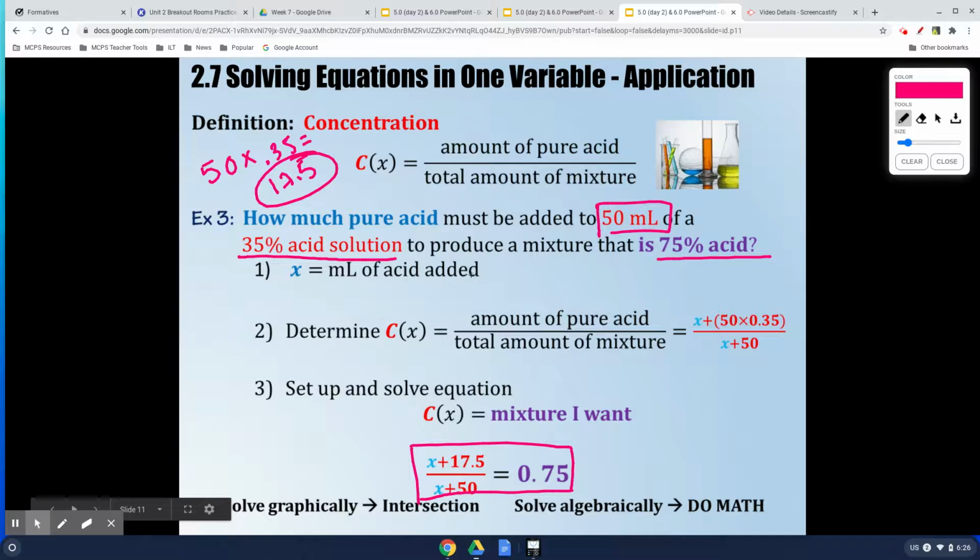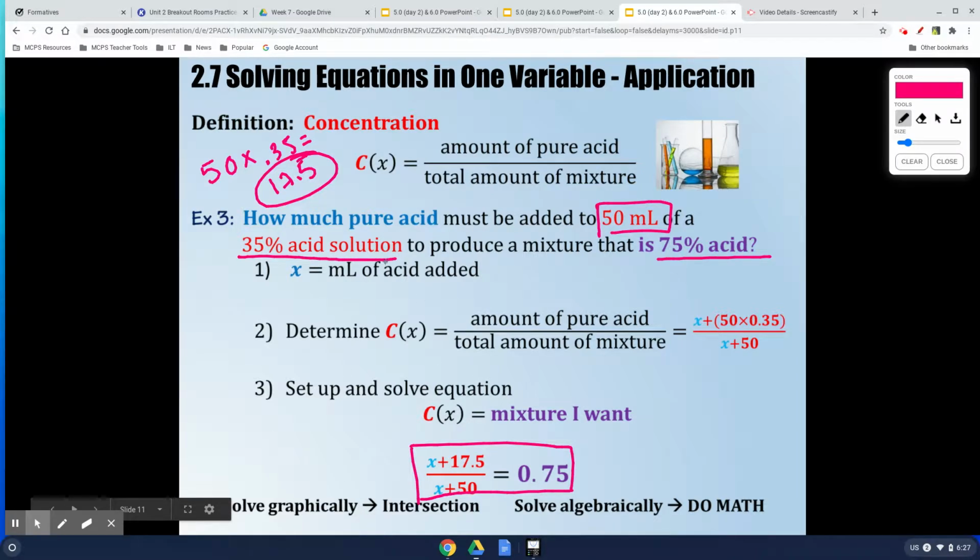X is the pure acid that's added, right? That's why it's in the numerator and the denominator, because it's being added to the total and it's being added to the amount of pure acid. Our goal is to get it to be 0.75. So when I set up this ratio, it is 0.75. And then let's solve this analytically, or algebraically, and do the math of it. And then let's also look at the graph of it.